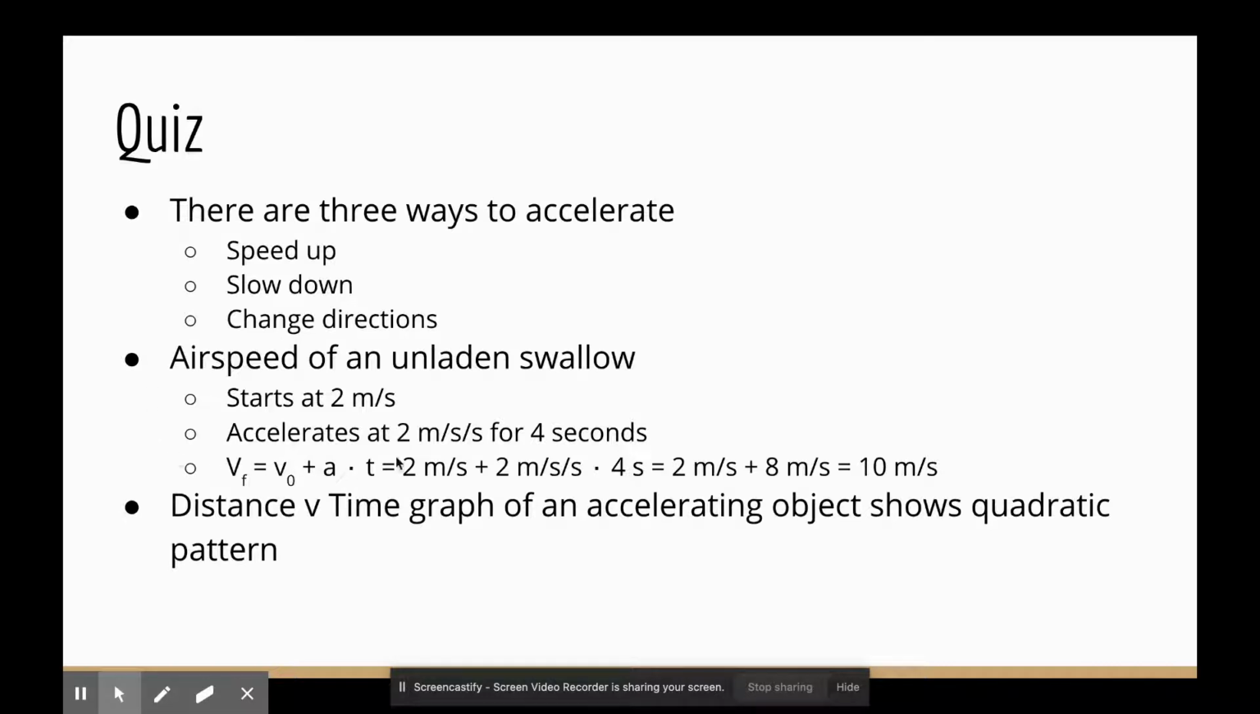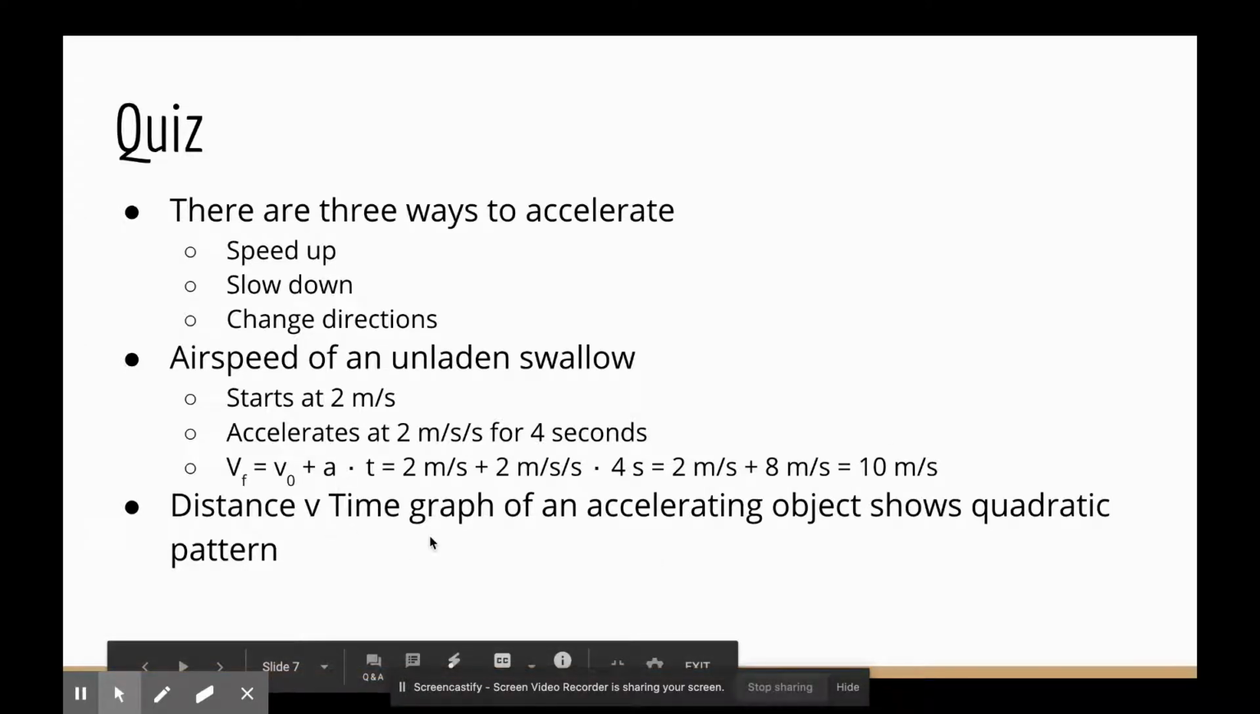This question refers to the challenge question from yesterday that has to do with the swallow. So the initial velocity was 2 meters per second, and the swallow accelerated for 2 meters per second squared for 4 seconds. Because we are looking for velocity at the end, we are going to use the final velocity equation, which is final velocity equals initial velocity plus acceleration times time. Plug it all in together, and that gives you 10 meters per second for final velocity.